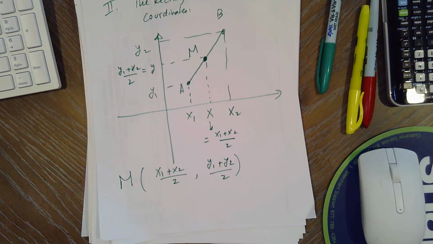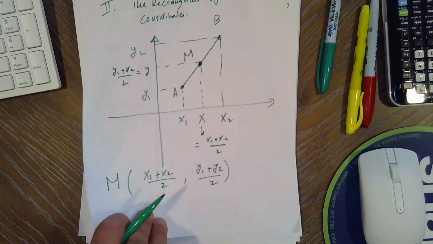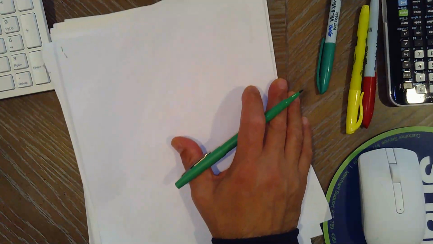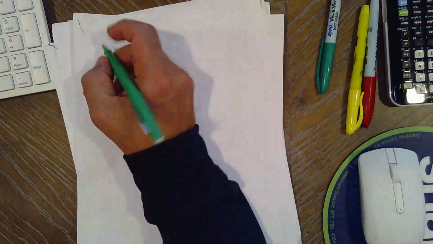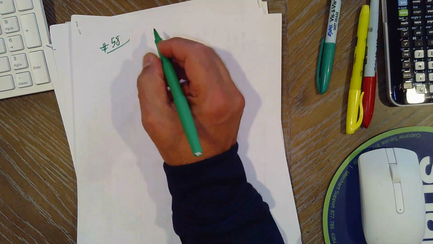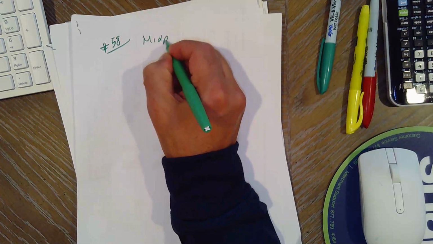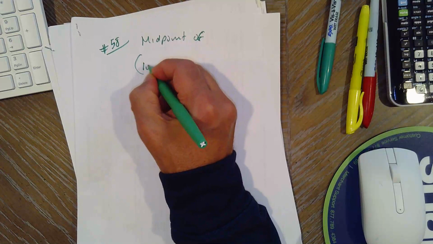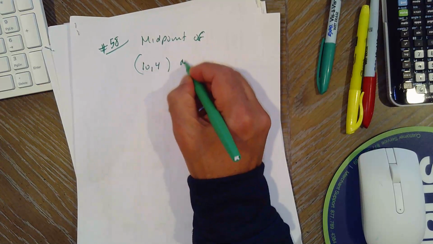Page 797, number 58. It says find the midpoint of the line segment with the 2 given points. So make sure you read the question, because sometimes they ask for midpoint, sometimes they ask for distance, sometimes they ask for the Pythagorean theorem. So for 58, they want the midpoint of the 2 points, (10, 4) and (2, -2).